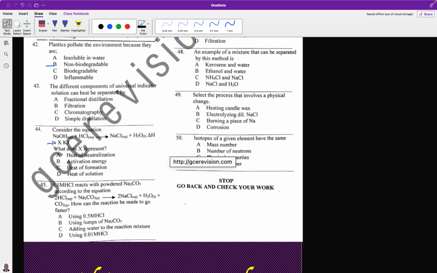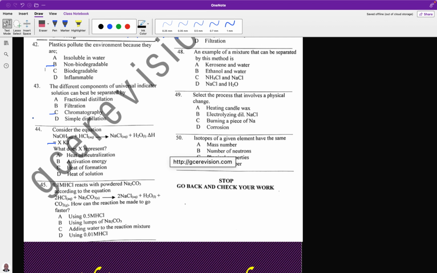Since this has colors, we will use paper chromatography. Here it is chromatography. So our answer for 43 is C.